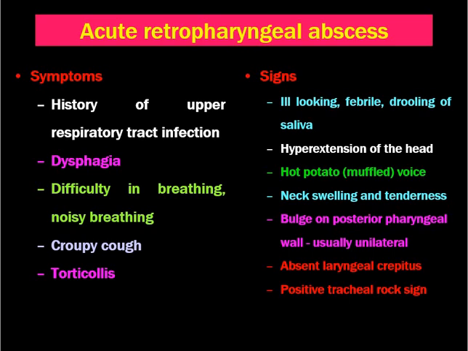Laryngeal crepitus is present because of the laryngeal structures sliding against the prevertebral fascia. So if there is pus in the retropharyngeal space, there will be no laryngeal crepitus because pus will be obliterating the distance between the laryngeal structures and the prevertebral structures or fascia. Tracheal rock sign will be positive. If you move the trachea side to side, there will be pain; that is called a positive tracheal rock sign.